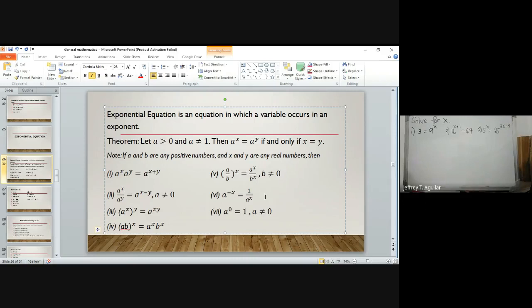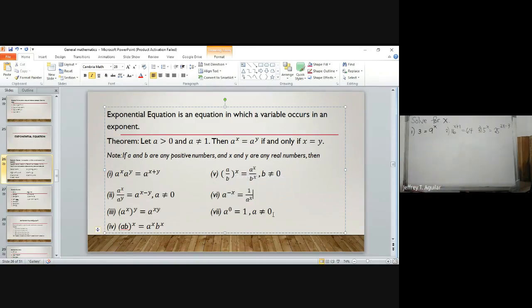The sixth property, it says that if you have a negative exponent, you can actually bring that down on the denominator part, and from negative, it will become positive, and this is actually vice versa. If you have a to the x on the denominator part of the right side of the equation, if you are going to bring that up, it will become a to the negative x, which is the left side of the equation.